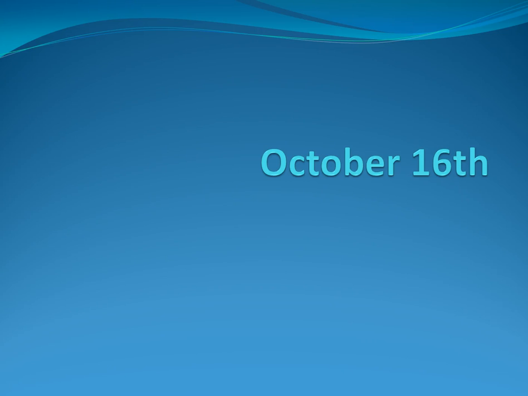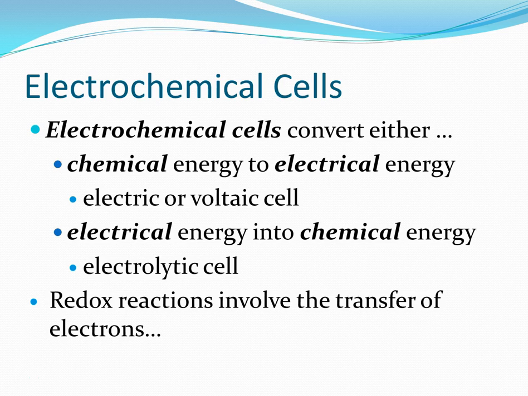This video is a short introduction to electrochemical cells. Over the next few lessons, you will begin to understand how batteries work. Electrochemical cells use energy conversions. These cells work in one of two ways. They can either use chemical energy to create electrical energy, or they can use electrical energy to create chemical energy.